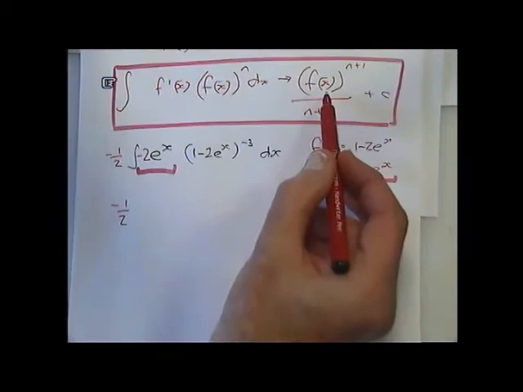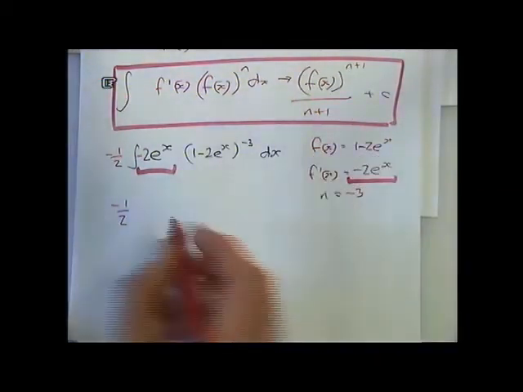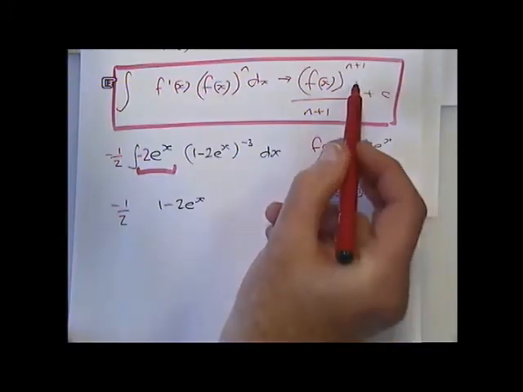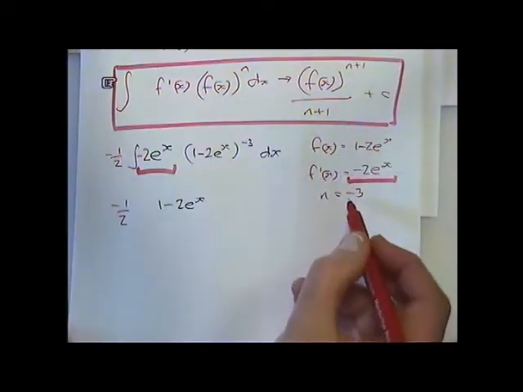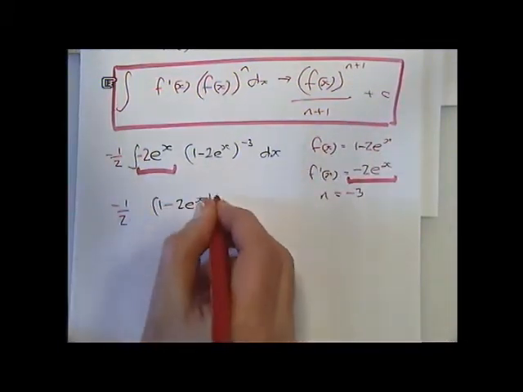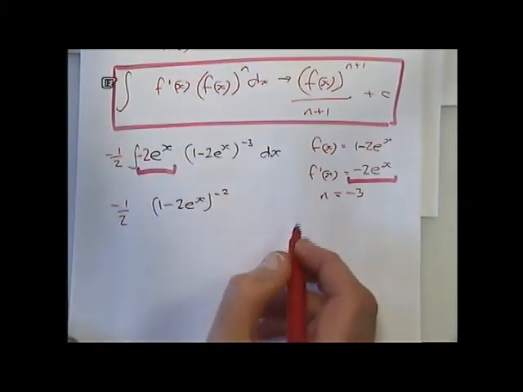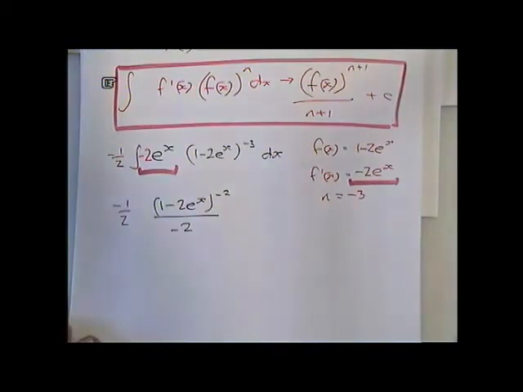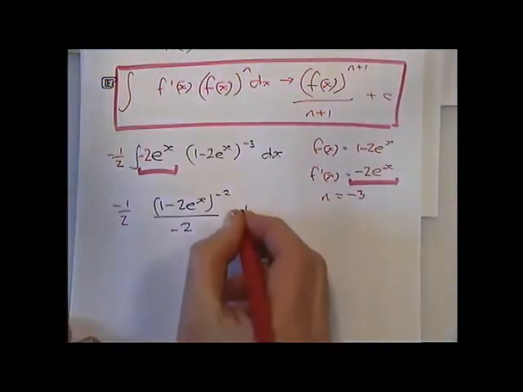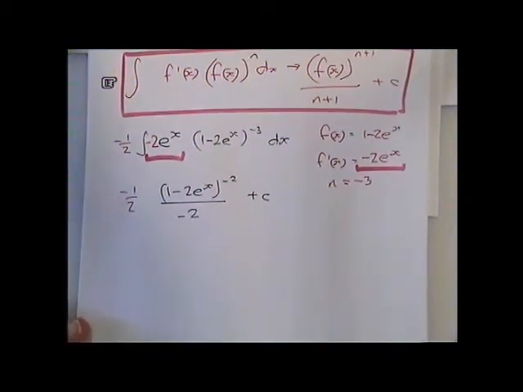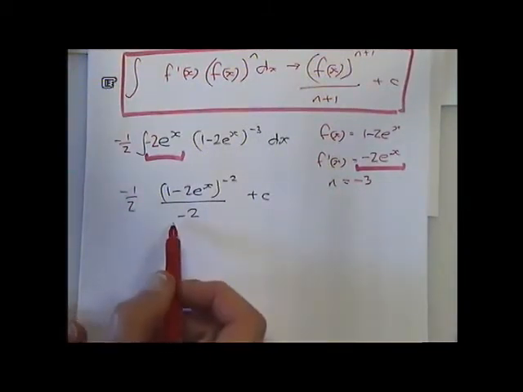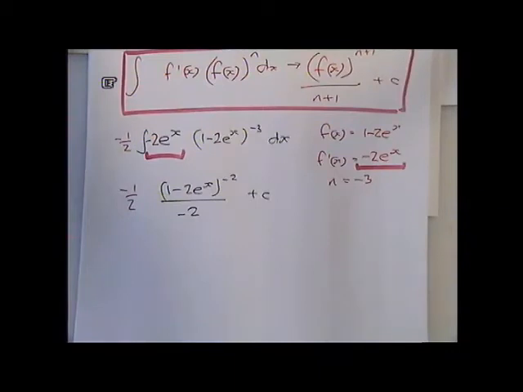It'll be my function f of x, which is this 1 minus 2e to the x, to the power of n plus 1, so that's to the power of minus 3 plus 1, to the power of minus 2, divided by the new power, which is minus 2. I'll put my plus c down. Now if we look at this, I've got a minus here and a minus there. What happens with those minuses? They cancel.